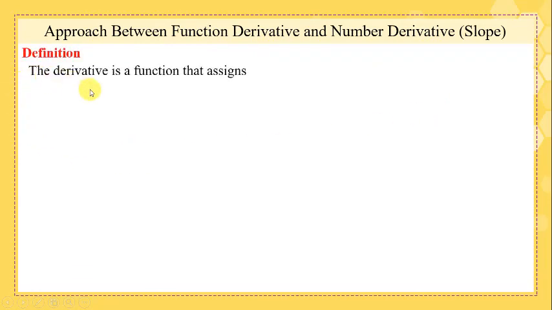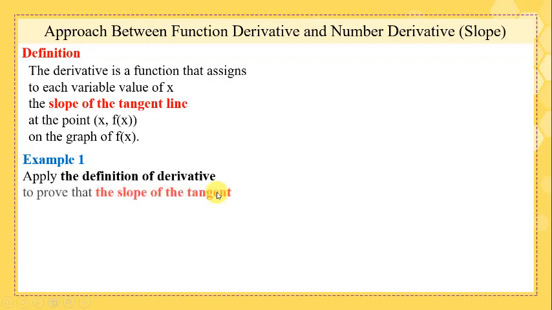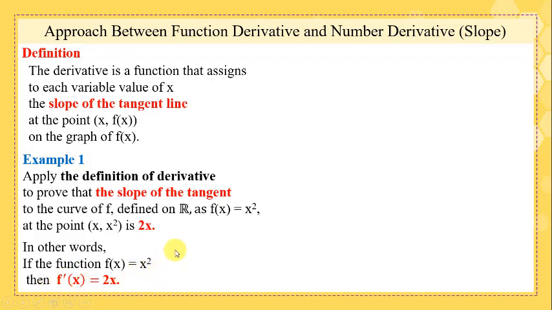Definition. The derivative is a function that assigns to each variable value of x the slope of the tangent line at point x, f of x on the graph of f of x. Example. We want to apply the definition of derivative to prove that the slope of the tangent to the curve of f defined as f of x equal x squared at the point x is 2x. In other words, simply, we want to prove that if the function is x squared, then the derivative function is 2x.